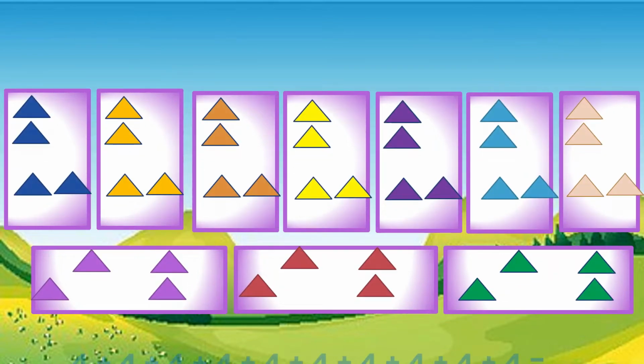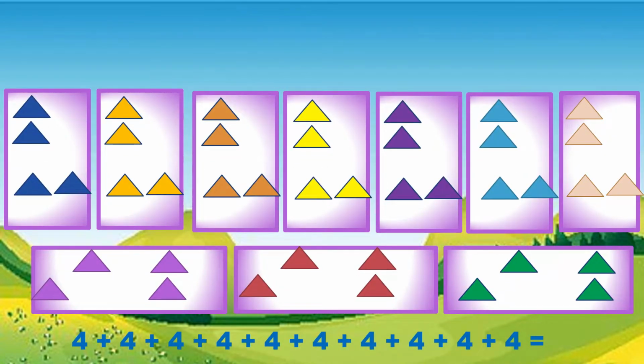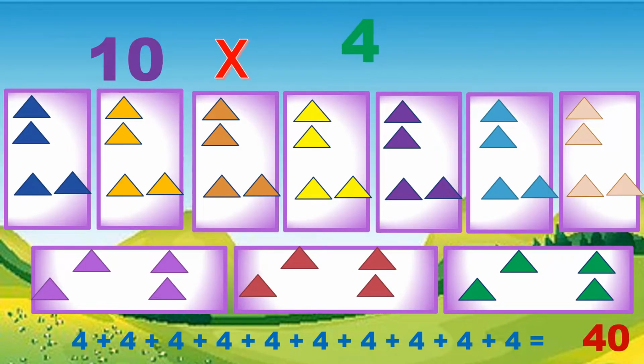10 sets of 4. 4, 8, 12, 16, 20, 24, 28, 32, 36, 40. 10 times 4 equals 40.